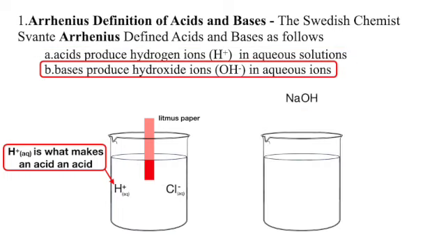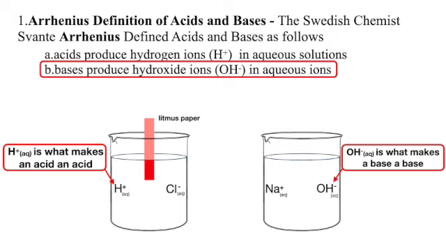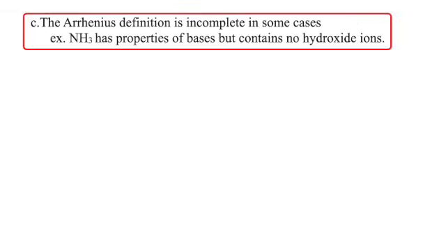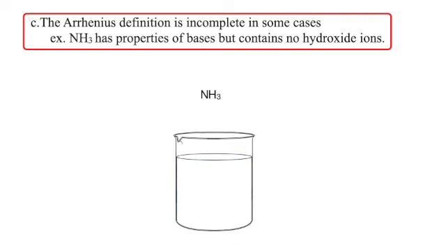He also said hydroxide ions are what makes a base a base. So because we have OH negative, hydroxide, in the water, that's what makes litmus turn blue, indicating that it's a base because OH negative is present. So that's the Arrhenius theory. It's a pretty good theory, it gives us predictable results. However, it's not 100% accurate.